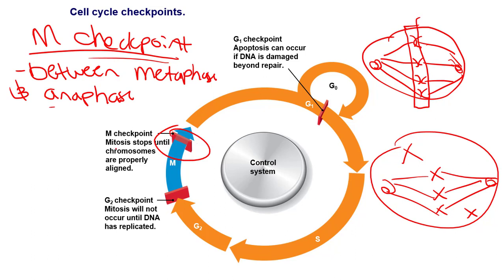So once again, the M checkpoint is checking to make sure that the new daughter cells will have the appropriate amount of DNA. If there's something wrong, they need to try to repair it. If they can't repair it, the cell will undergo apoptosis. So you can see these checkpoints are so important for ensuring that the somatic cells don't have major mutations that will spread to the new daughter cells.